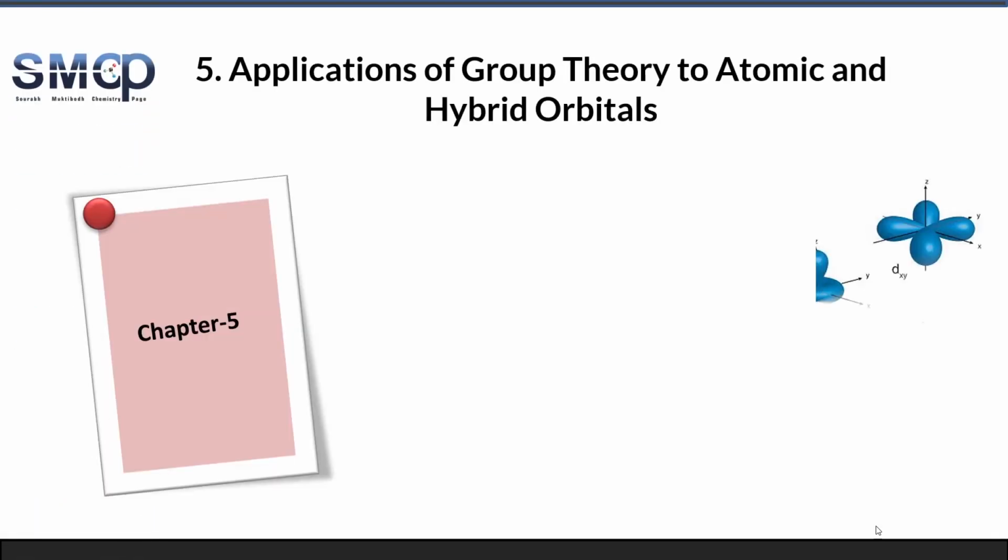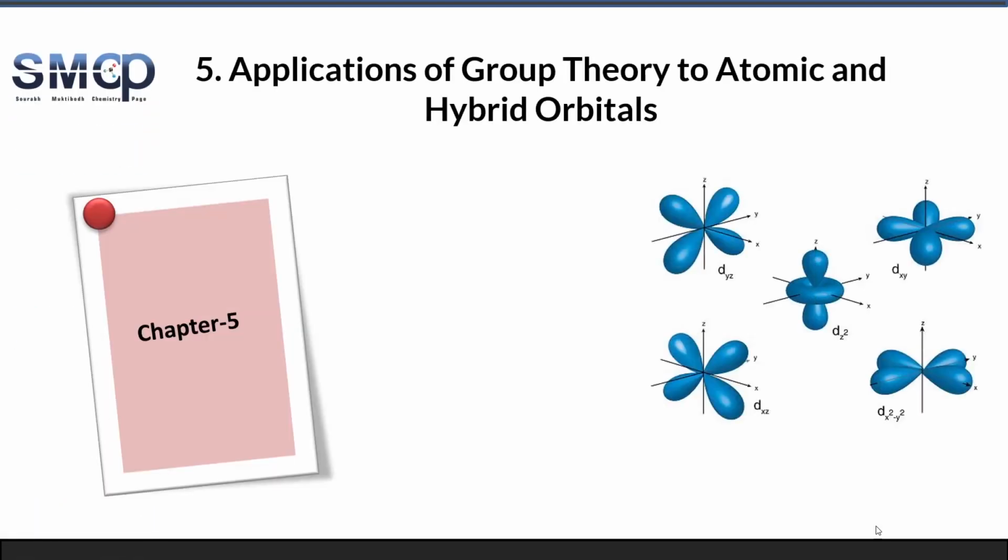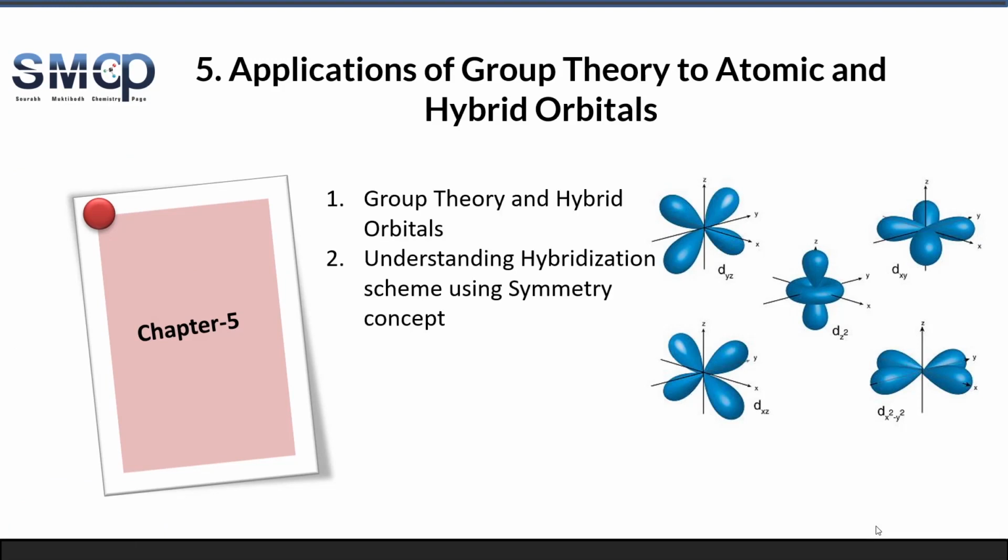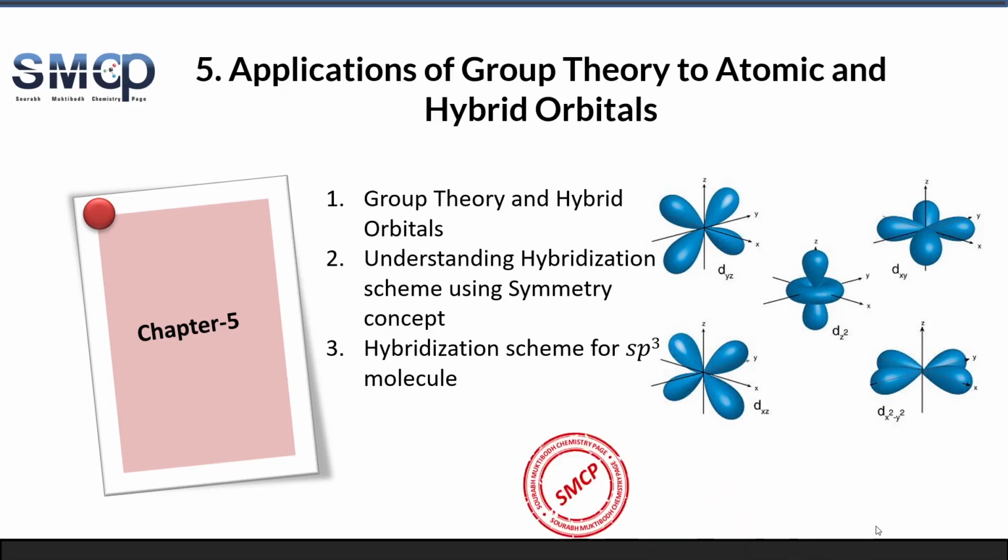The next one is chapter 5, where you're talking about hybridization, the application of group theory to atomic and hybrid orbitals. So group theory and hybrid orbitals, understanding a hybridization scheme using symmetry concepts for sp3 molecules. The second video deals with the basic structure of sp2 hybridization, and the next one deals with sp3 type of hybridization.